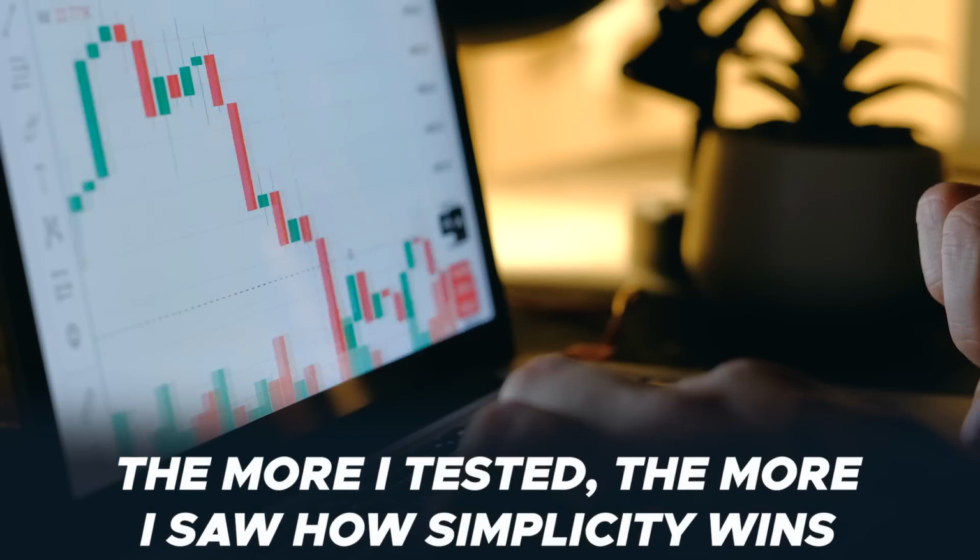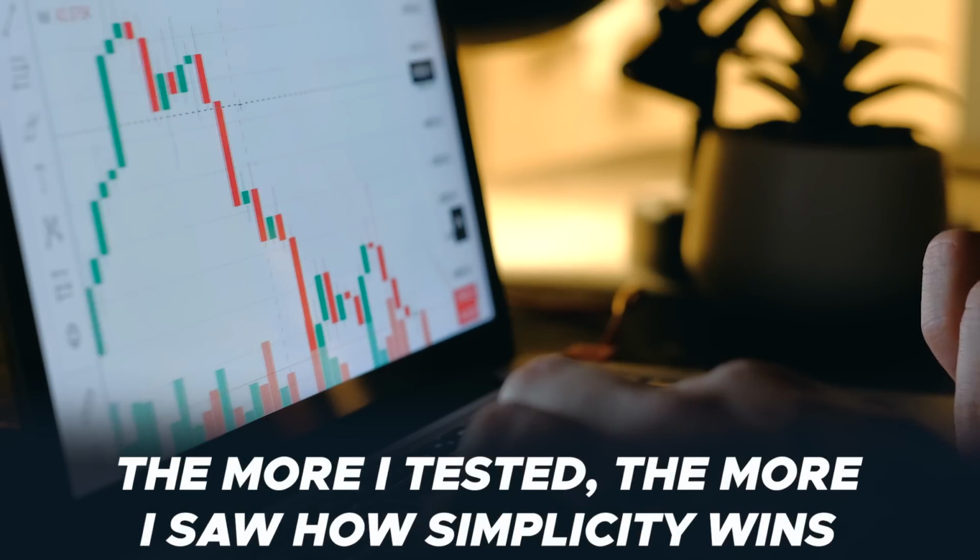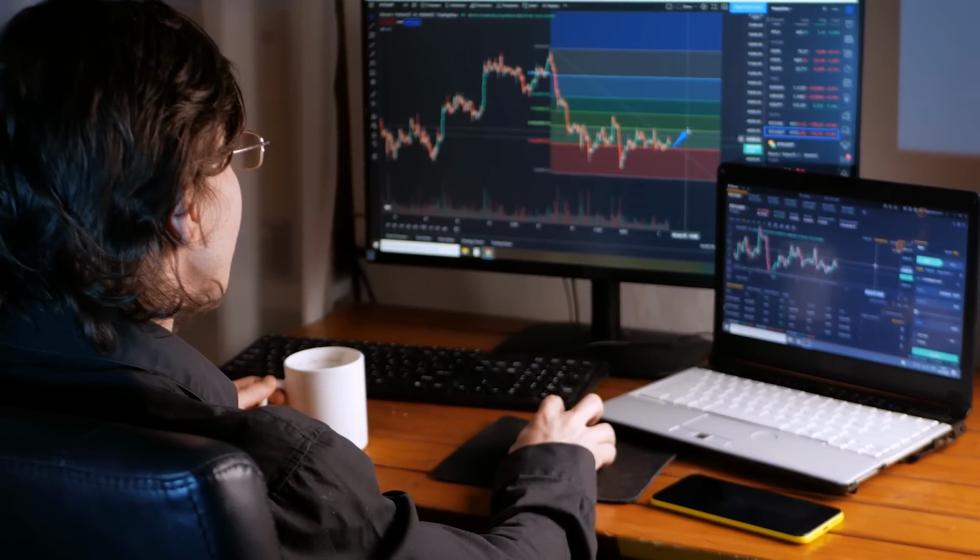I cluttered my charts with too many indicators, trying to chase the perfect setup. But the more I tested and the more I traded strategies, the more I realized that simplicity wins. And if there's one indicator I could never trade without, it's the moving average.